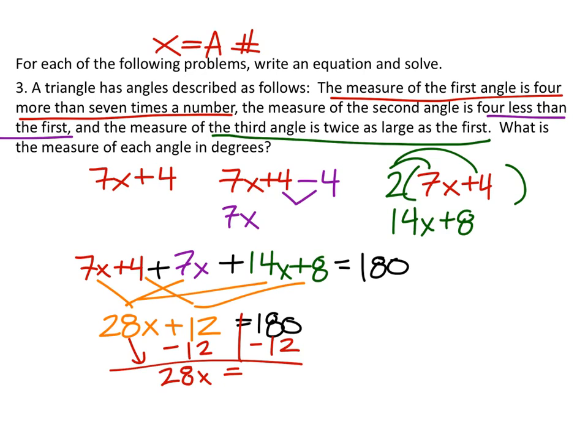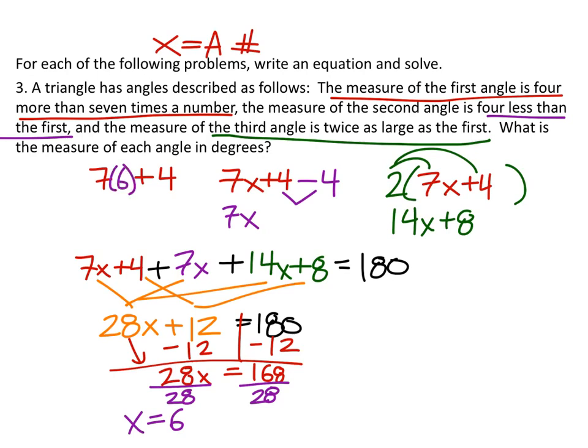So that gives me 28x equals 168. Finally, to solve for x, I'll divide both sides by 28. And I see there that x equals 6. Now again, that doesn't tell us the measures of the angles, it just tells us the value of x. So I can go back to these 3 expressions that I have, and replace x with 6.